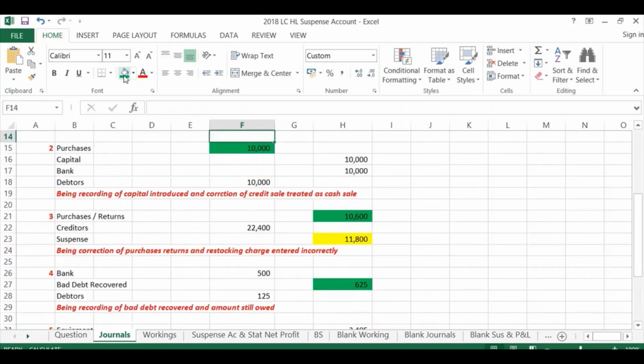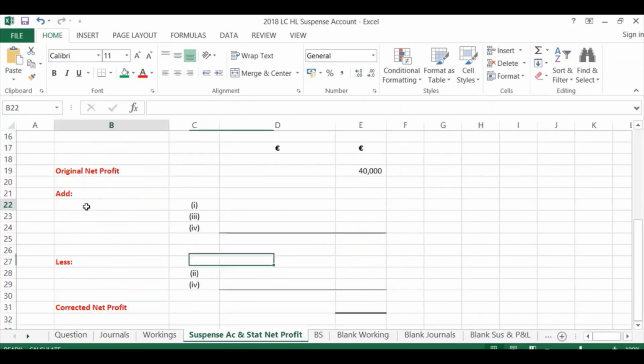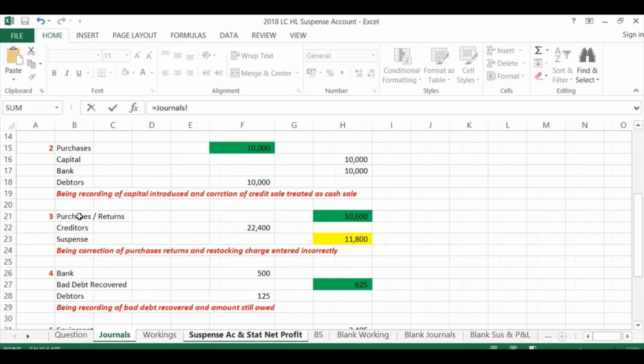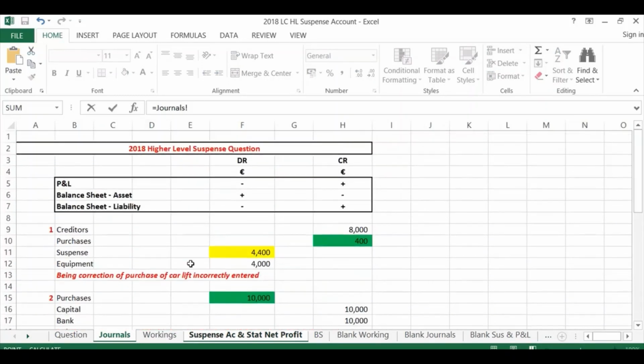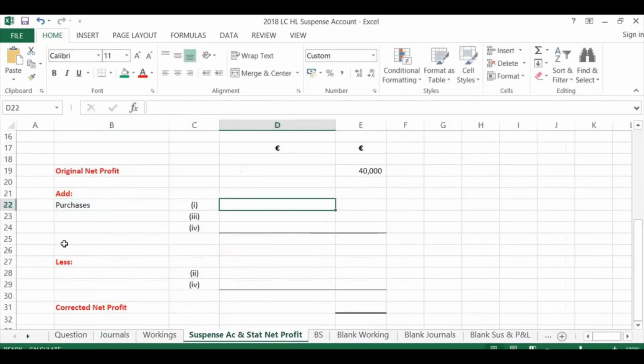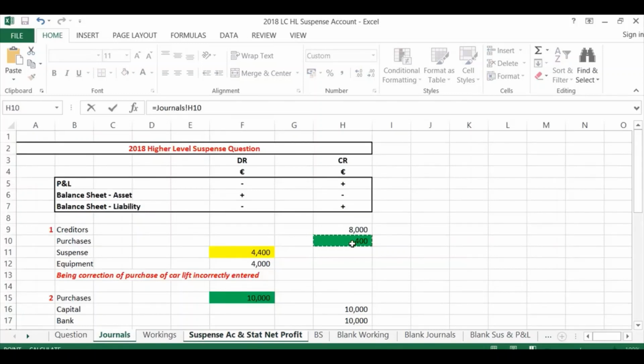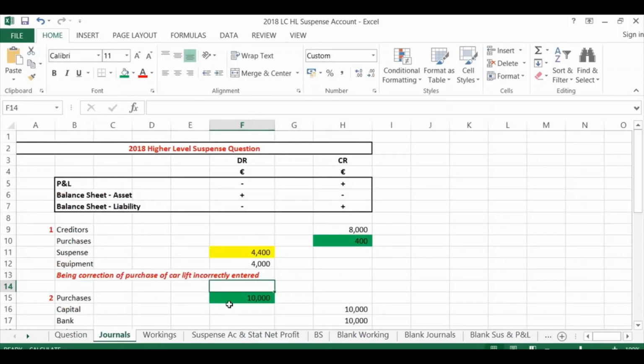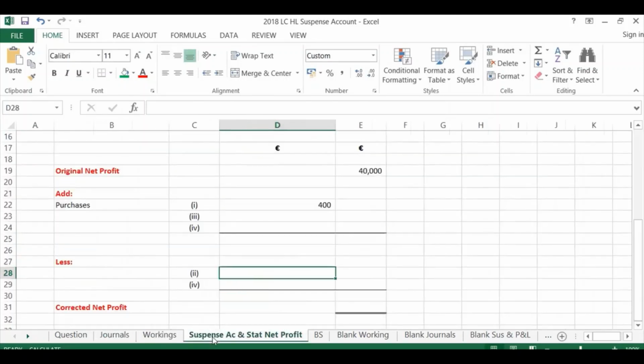So the ones on the right I'm going to add on. So the purchases / returns of 10,600 I'm going to add on. Sorry, the first one here is note 1. It's the purchases of 400. Then I'm going to take away, if I go down in order, the next one here, the purchases of a balance of 10,000. I'm going to take that away.